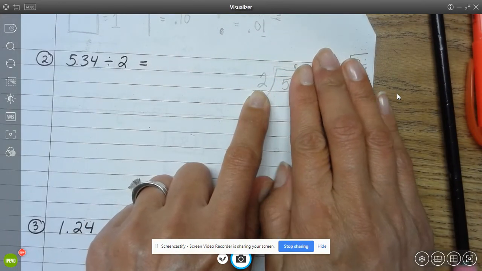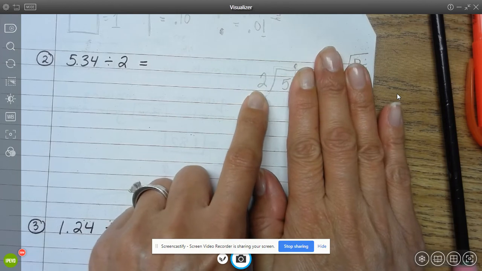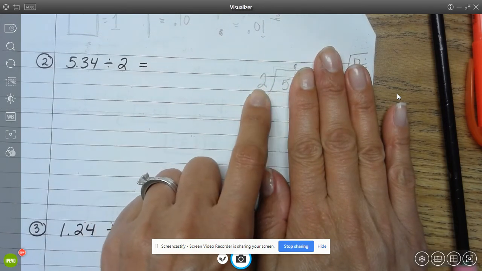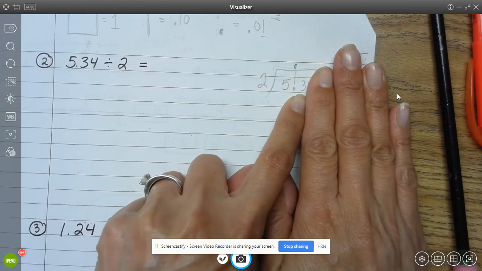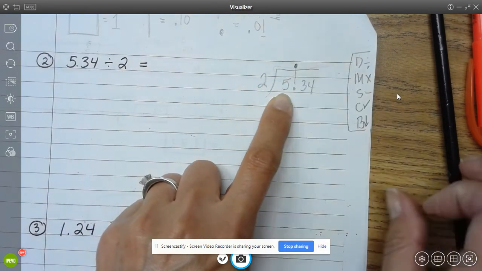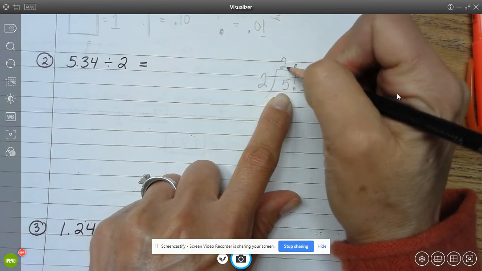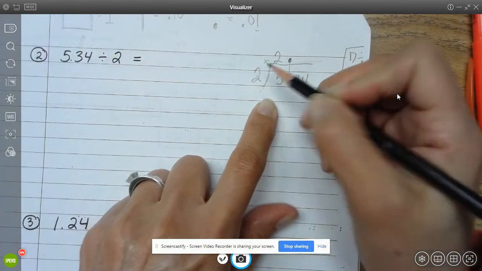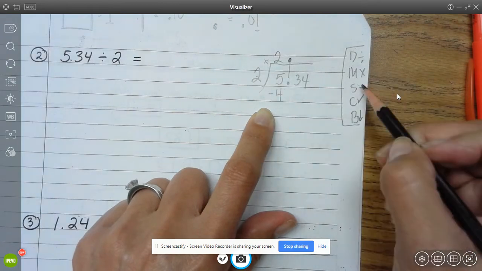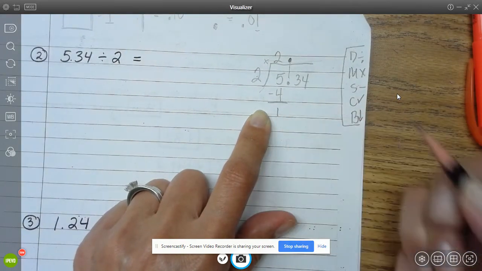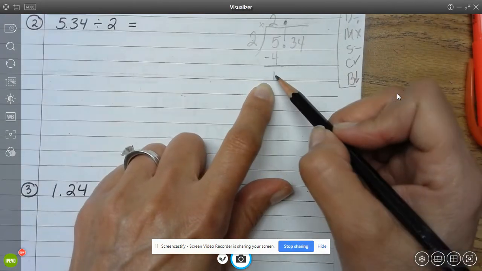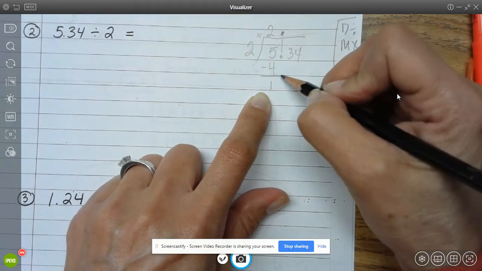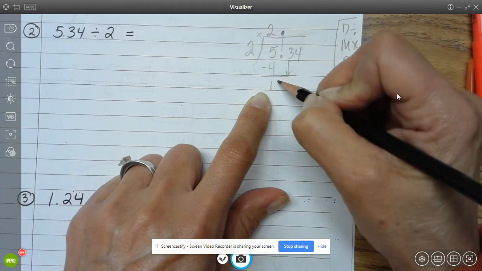So if we cover up all of these numbers in the house, we're going to talk to ourselves. Does 2 go into 5? Well, 5 is bigger than 2, so I don't have to move over another number. So 2 goes into 5 2 times. Okay, and then I do my next step, which is multiply. 2 times 2 is 4. And then my next step is subtract. Now I check, is 1 smaller than 2? Yes, I'm good there. Now I bring down my next number, which is the 3.